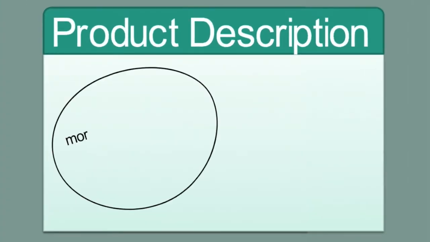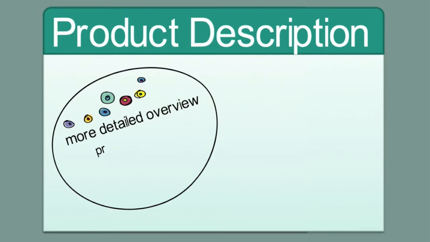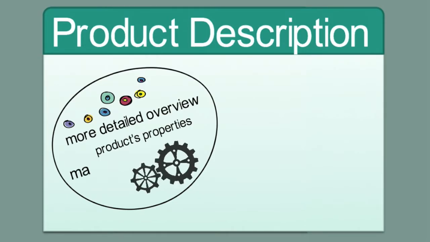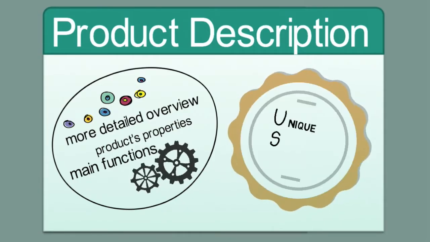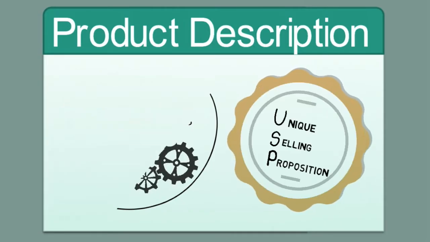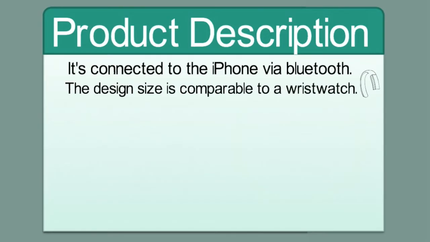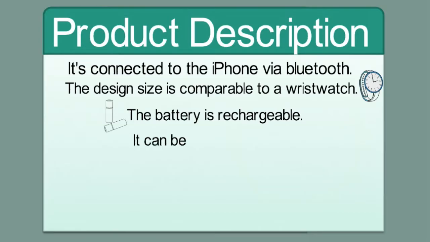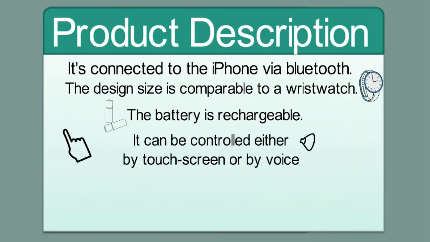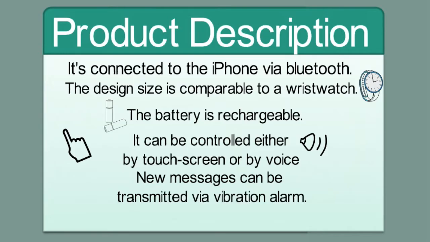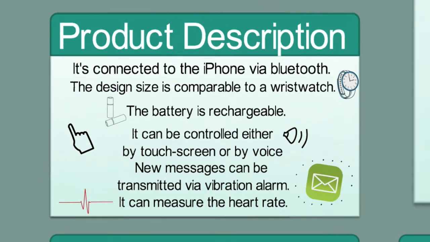The description of the potential product provides a more detailed overview. Usually, it contains information such as the product properties, the main functions, or the unique selling proposition. The properties of the Apple Watch could be: it's connected to the iPhone via Bluetooth. The design size is comparable to a wristwatch. The battery is rechargeable. It can be controlled either by touchscreen or by voice. New messages can be transmitted via vibration alarm. It can measure the heart rate.